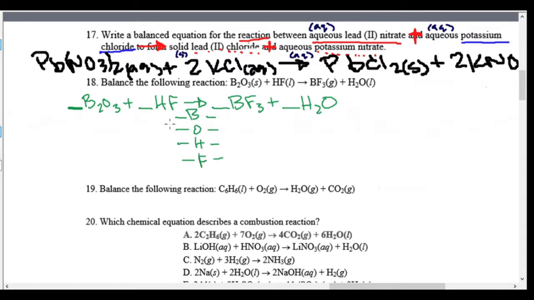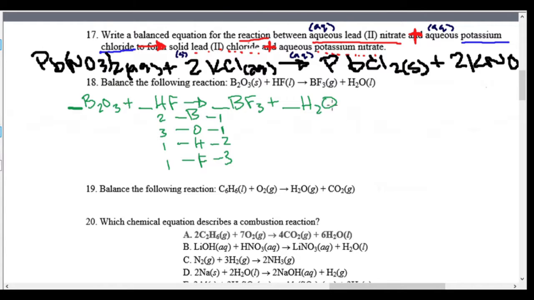So on this side we have 2 boron, 3 oxygen, 1 hydrogen, 1 fluorine. Over here we have 1 boron, 3 fluorine, 2 hydrogen, 1 oxygen. So what I try to do is leave the ones that are by themselves for last, if at all possible. In this case, there's only 1 of each, so I'll be able to just put whatever number I need in front of this.